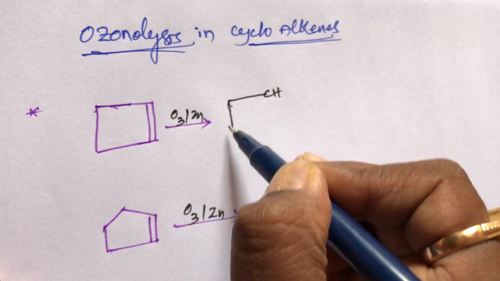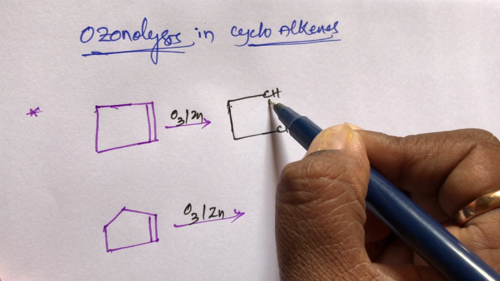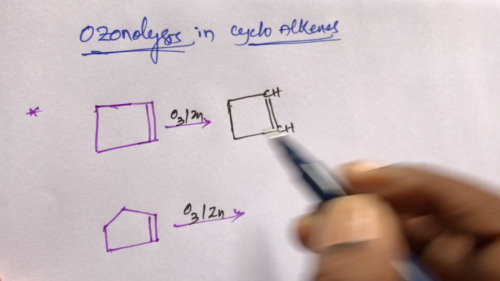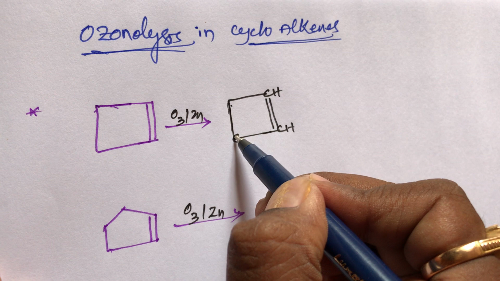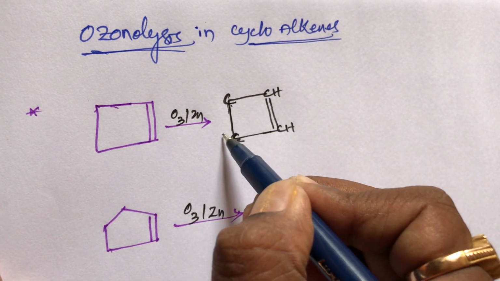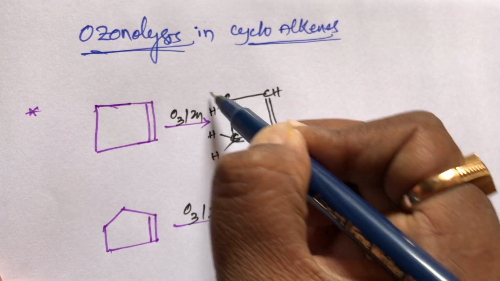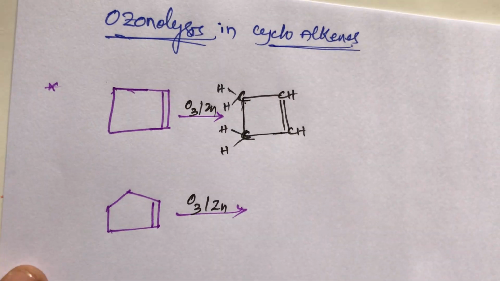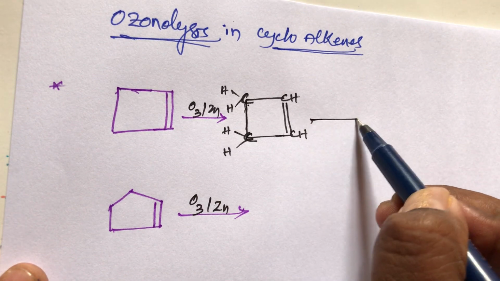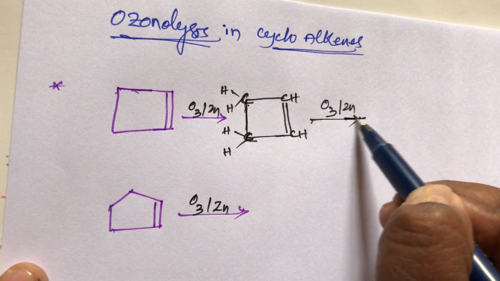I am writing the skeleton structure: CH double bond CH, and each of these carbons already has two bonds, so the remaining two hydrogens are there, like this. This is the cyclic skeleton structure. Now what happens in ozonolysis, O3 followed by Zn?